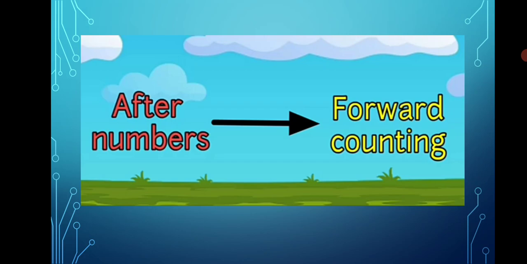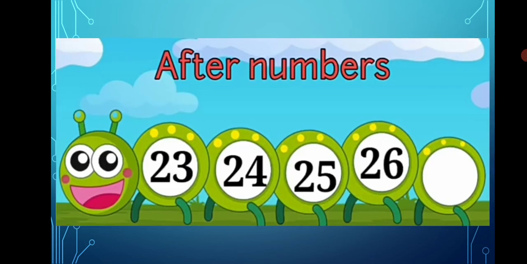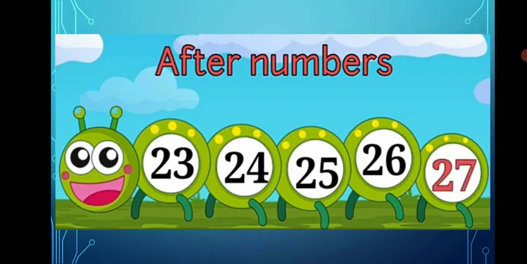What are the after numbers? After numbers is the forward counting. This is the picture of a caterpillar. The caterpillar has the numbers 23, 24, 25, 26. Which number comes after 26? Tell me. 27. Very good.